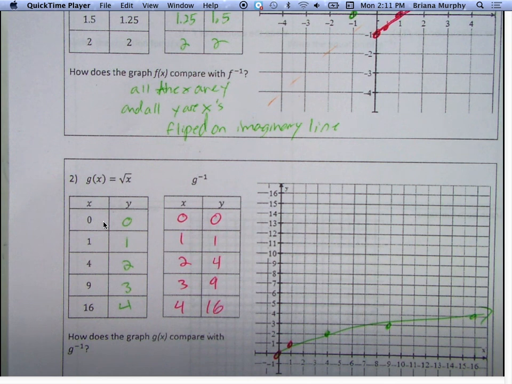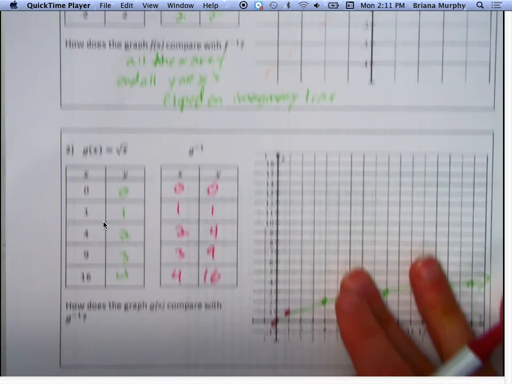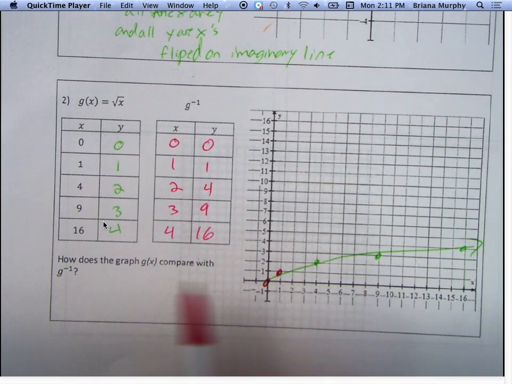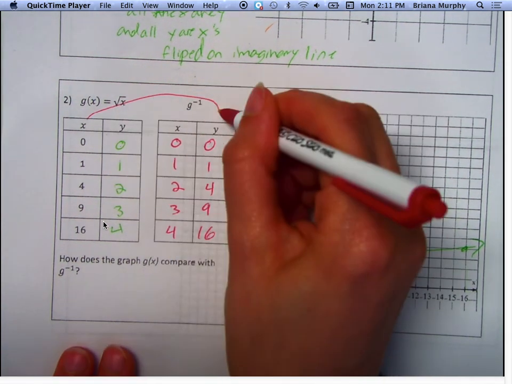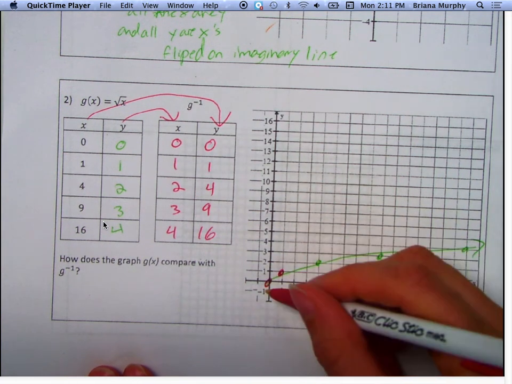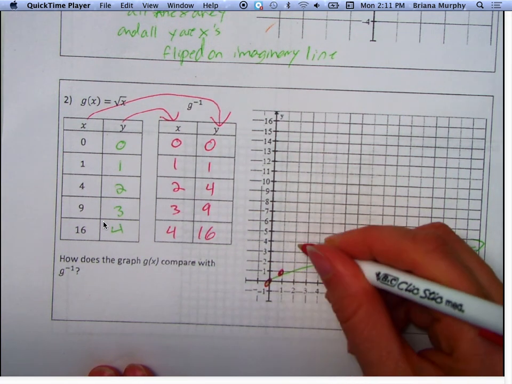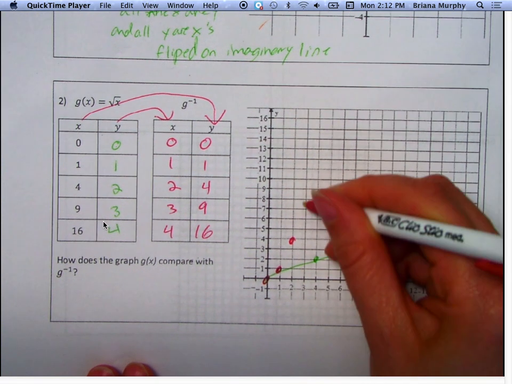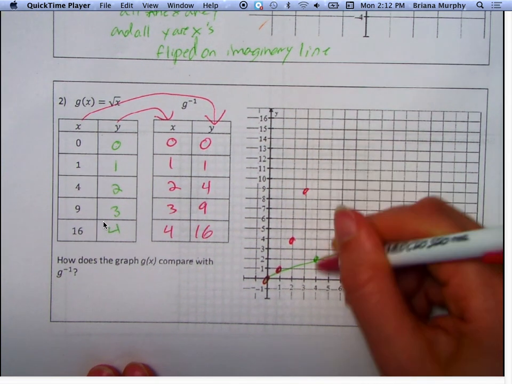Wait, okay, back up. Just a second. I was just finishing up the first chart, the second chart, how do you get those numbers? You just reverse. X's go here, Y's go there. Oh, okay. Okay, so 0, 0, 1, 1, at 2, I'm at 4. At 3, I'm at 9. And at 4, I'm at 16.